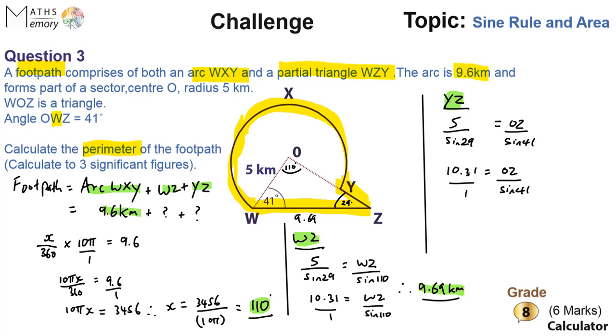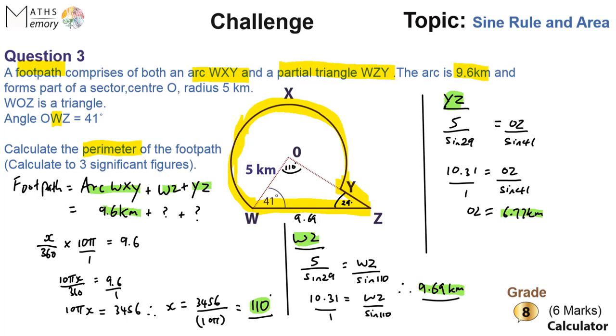Put a 1 over here. So we can now do a bit of cross multiplication and we can say that 10.31 times sine 41 will equal OZ. So OZ will equal 6.77 kilometers if you do the maths behind that. And that will be your answer for YZ. Sorry, not YZ, this will be OZ over here.